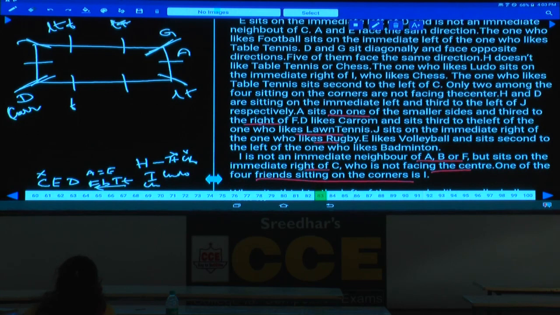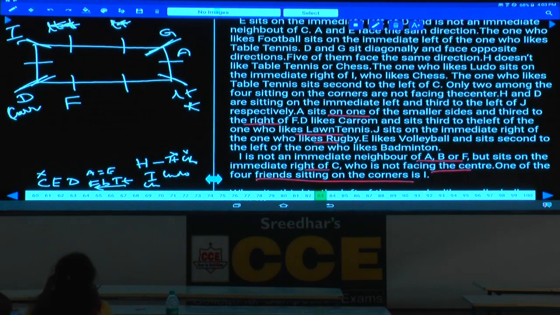Out of these 4 places, what happens to this I? I cannot be at this place because I is neither adjacent to A, nor to D, nor to F. As I cannot be here, I must be here. As I is here, F cannot be here. As F cannot be here, now we can fix the position of F as well. F will be here. Are you following this? As F is here, I is here, A is here, G is here, then C.